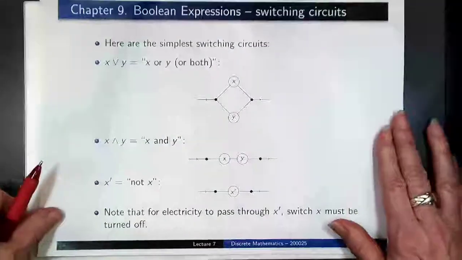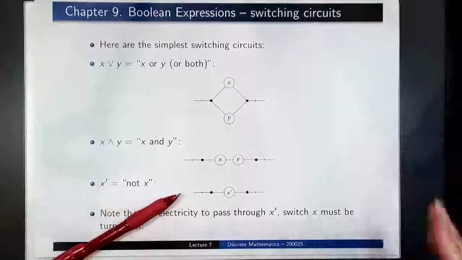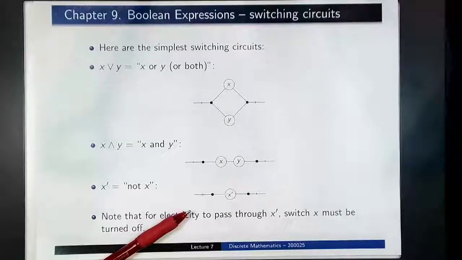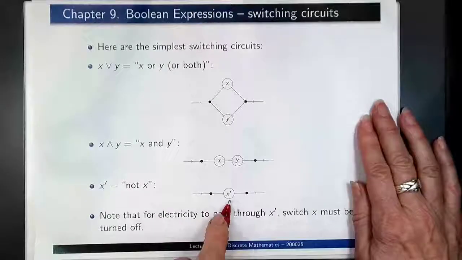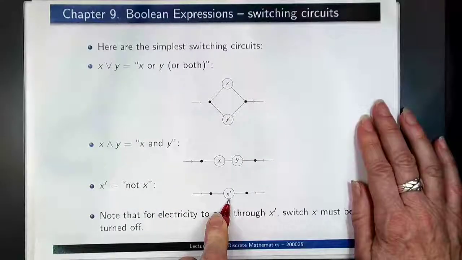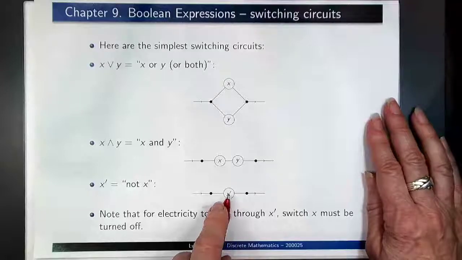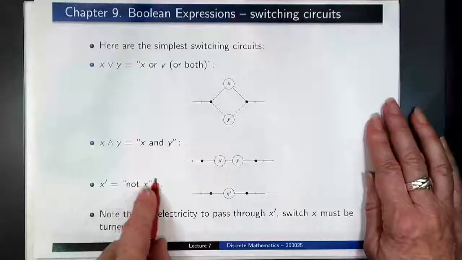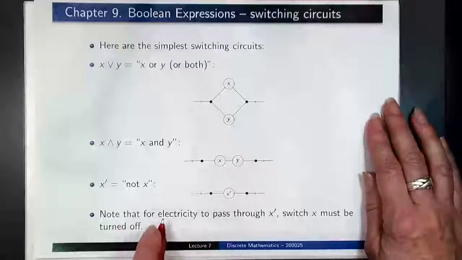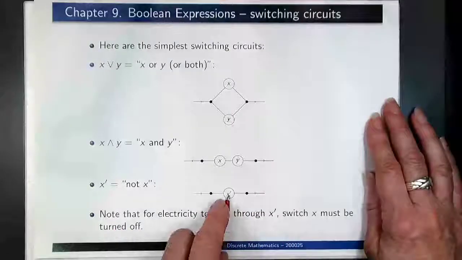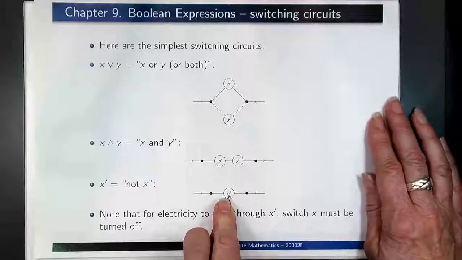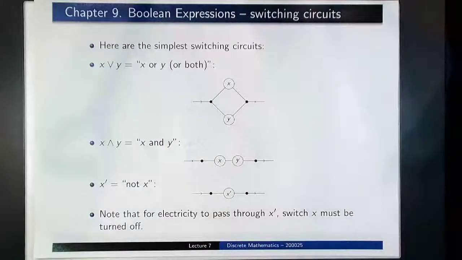Okay, and our last one, NOT. NOT changes things. So you could think of NOT as a switch that's incorrectly labelled. I don't care how you think of it, but what it does is that it's called not x, and for electricity to pass, the switch must be turned off. So you could think of that as a switch that's incorrectly labelled. But NOT is extremely useful in logic.